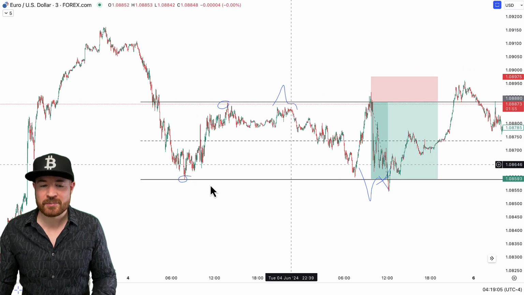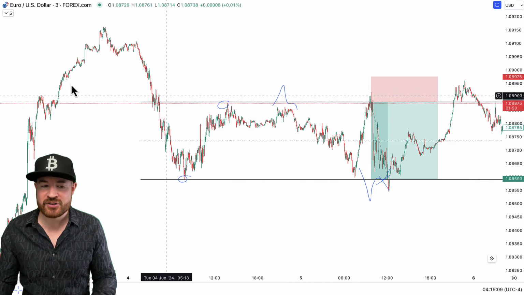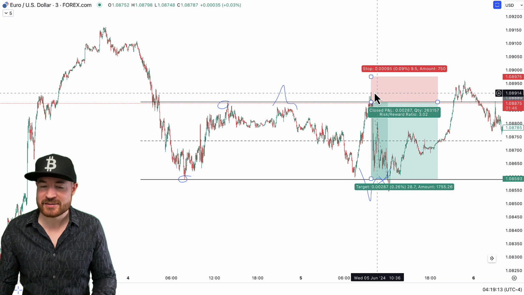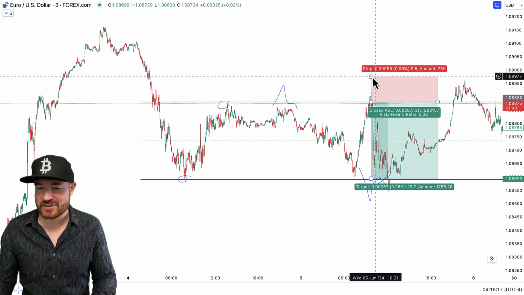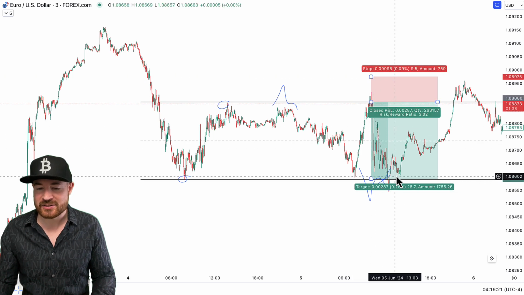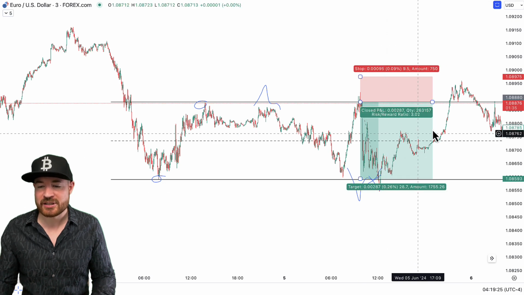So again, very simple setup. You can see we defined the range, doing nothing in the middle of the range and simply waiting for a sweep. We got the sweep here, even though it's a tiny little wick, sometimes that's enough. Got the sweep, can take a shot at it, just the stop here a little bit higher to be safe, targeting the opposite side. And as soon as it hit it, you can see that's all it did. It took out these lows over here, and then obviously it just continued on.